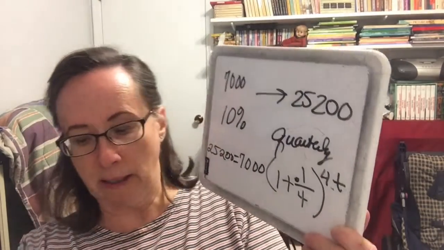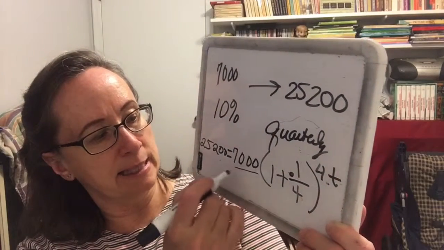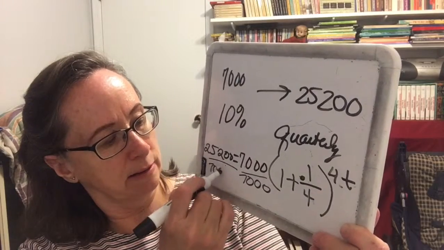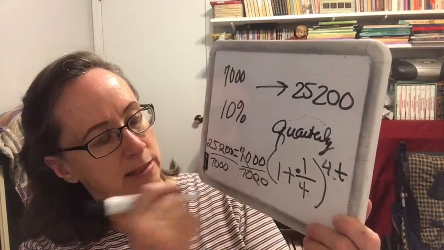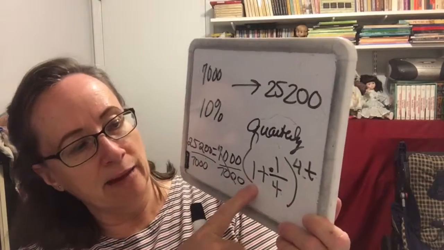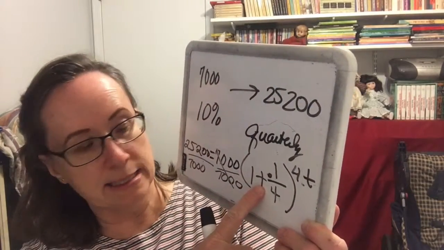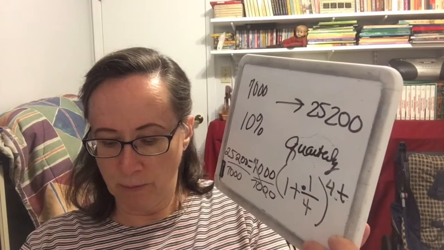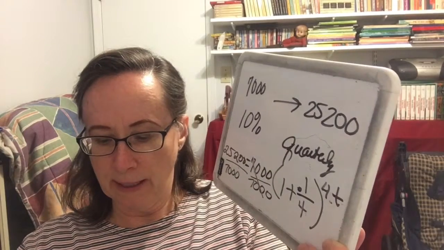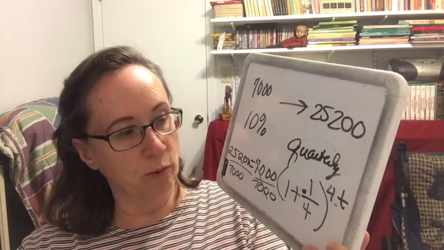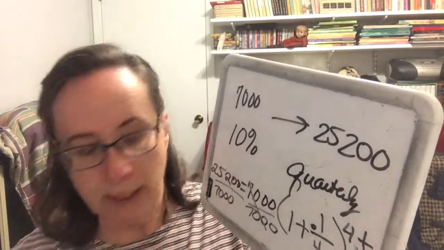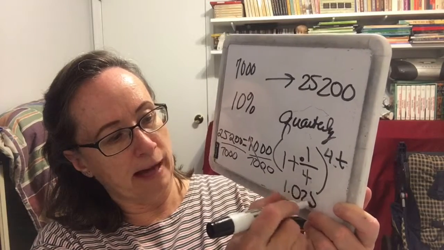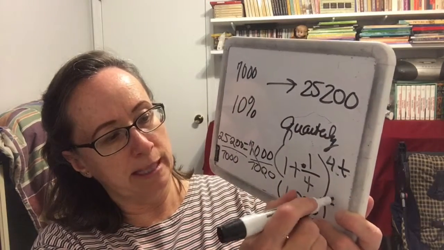So we're going to do a couple of things here. We're going to divide this side by 7,000, and we're going to divide this side by 7,000, which is going to cancel this completely. And then I've got 1 plus 0.1 divided by 4. So on my little calculator, I'm going to do 0.1 divided by 4, and then add that to 1, and I get 1.025. So this will be 1.025 raised to the 4t.